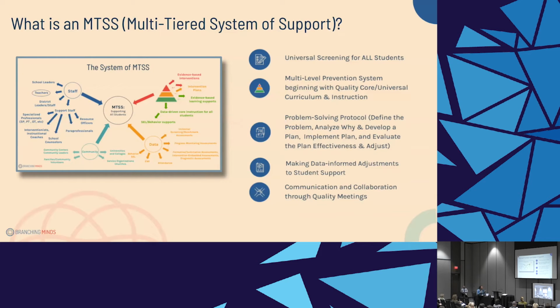And so, a multi-tiered system of supports, and there's various ways to describe this. So some states say that there's 4 components or 6 components, but essentially we all agree that these are the components of an MTSS, that you have a universal screening system, that you provide support plans to students, that you use a multi-level prevention system, right? That tier 1, tier 2, tier 3, and we'll talk about that. You use data to make informed decisions, and that it's collaborative. You do this in meeting structures, right? You never do it alone.